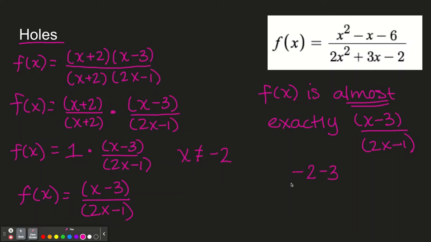So we'd have negative 2 minus 3 over 2 times negative 2 minus 1. Negative 2 minus 3 is negative 5. Negative 2 times 2 is negative 4, minus 1. So that is also negative 5. So that would be 1. So the hole would be at the coordinate negative 2 comma 1.